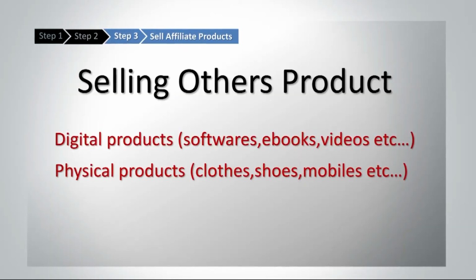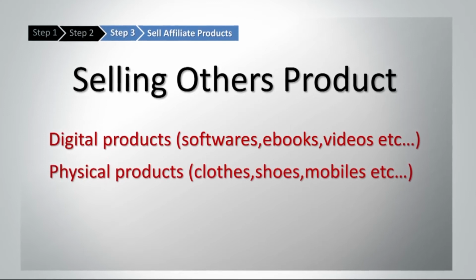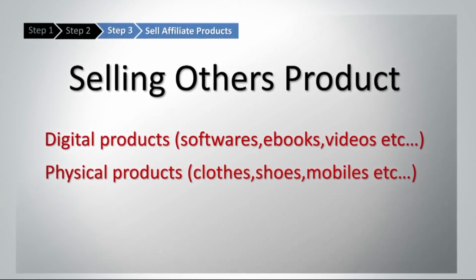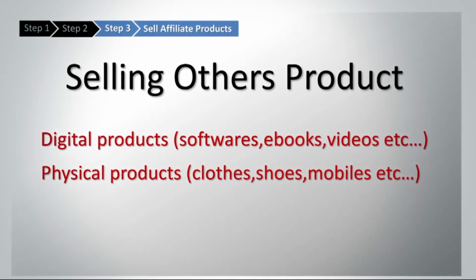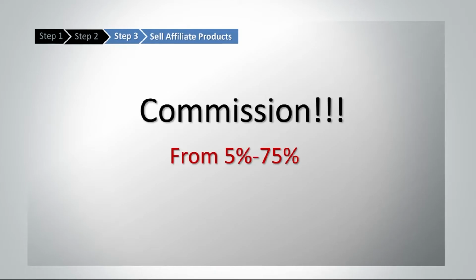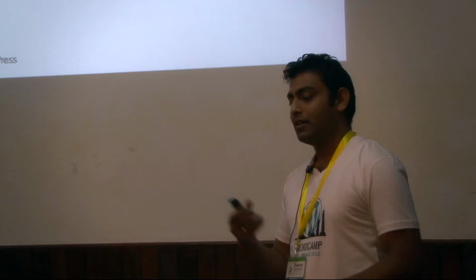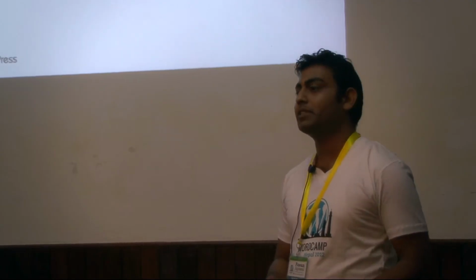By affiliate products, it can be anything, like digital products, software, ebooks, videos, etc. And it can be physical products as well. You can sell clothes, shoes, mobiles, etc. Now about commission, it can be anything from 5% to 75%. It depends upon the product type. If it's a digital product, the commission will be higher, and if it's a physical product, the commission will be lower as well.